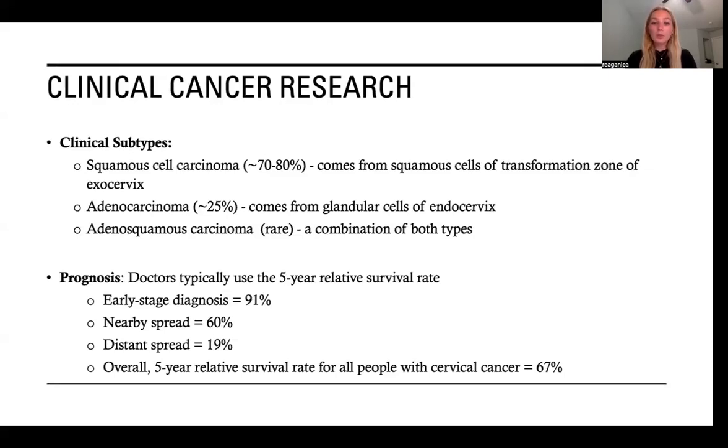So for the prognosis, doctors typically use the 5-year relative survival rate. And this is based off of what percent of people have the same type and same stage of cervical cancer and are alive 5 years after their diagnosis when compared to the overall population. So in the early stage of diagnosis, you have about 91% chance of survival. When there's nearby spread, that decreases significantly to 60%. And then when there's distant spread, you have a very minimal chance of survival at only 19%. And then just overall, the 5-year relative survival rate for all people with cervical cancer is about 67%.